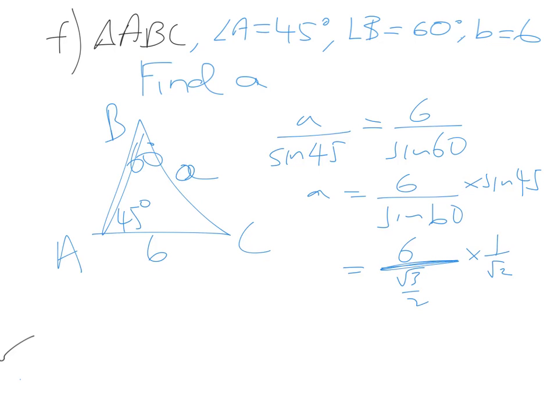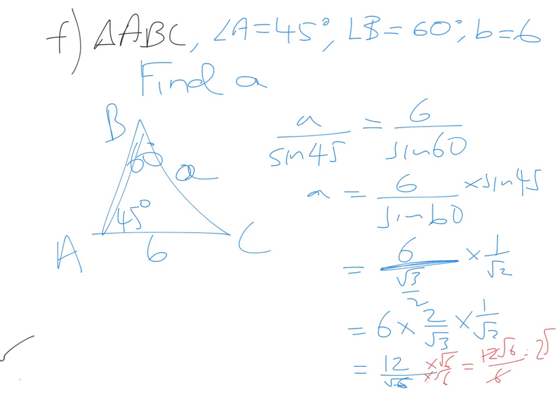Now we're going to change this over to a divide, and then change it to a times. So it's 6 divided by root 3 on 2, so therefore it's times by root 2 on root 3. So we end up getting 12 over root 6. Now rationalise the denominator, so we have times by root 6 top and bottom. So we get 12 root 6 over 6. They cancel each other, and we're left with 2 root 6.